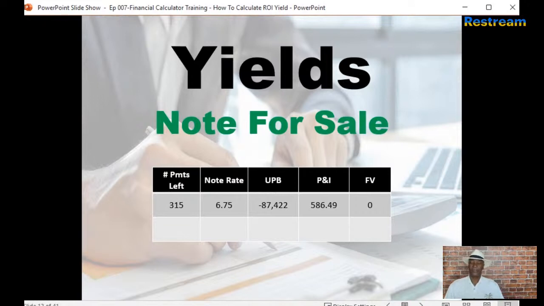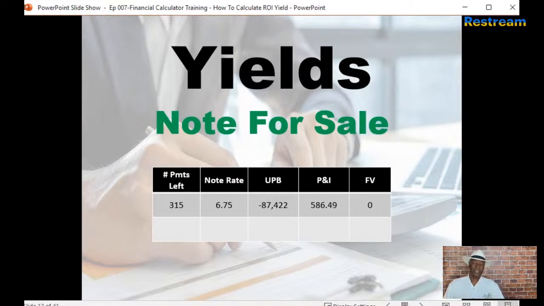6.75. Now, under the UPB on your calculator is called PV. We put in the balance that the seller has given us. Now, in this case here, the seller says these people owe $87,422. That's what they still owe on the mortgage. Their monthly payment is $586.49. And future value, we're not calculating that right now. So that's the information that we got from the seller.